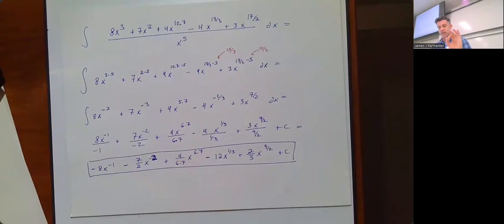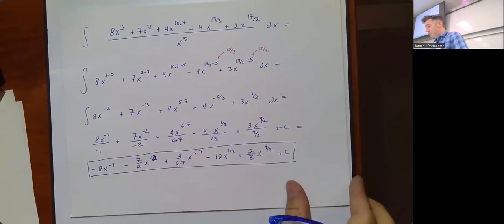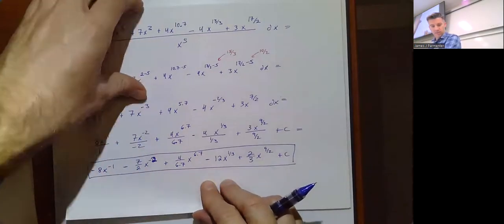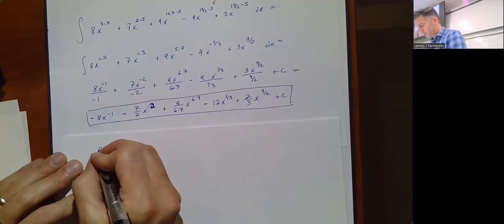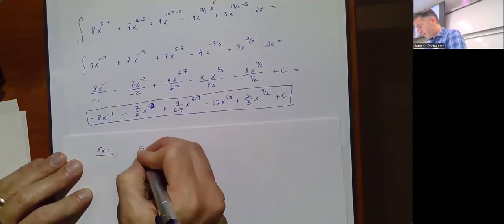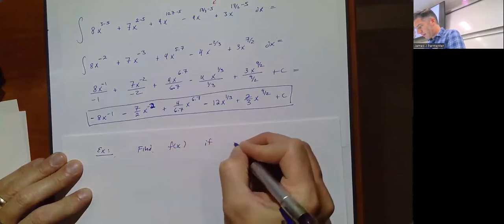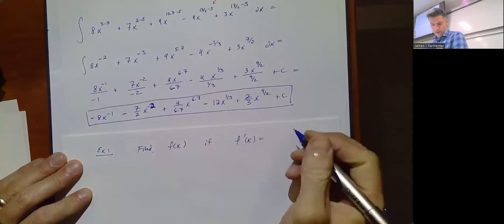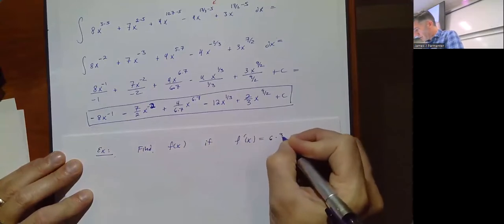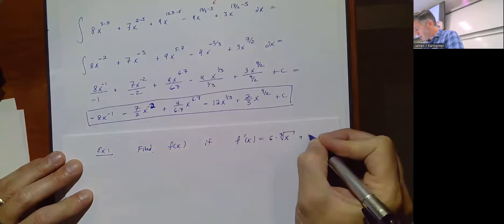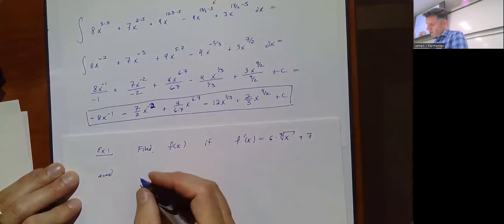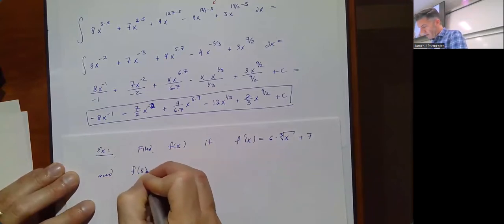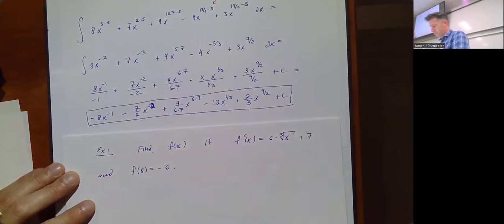Let's look at a slightly different application of this. So let's say we had something like the following. Find f of x if f prime of x is equal to 6 times the cube root of x plus 7, and I don't want to make my life too hellacious here. F of 8 is equal to -6.